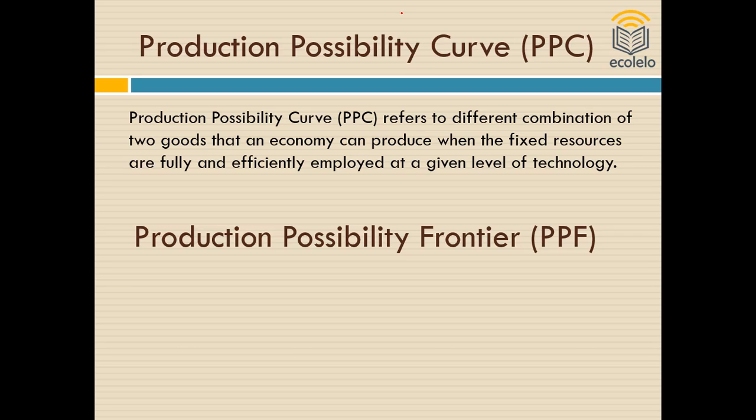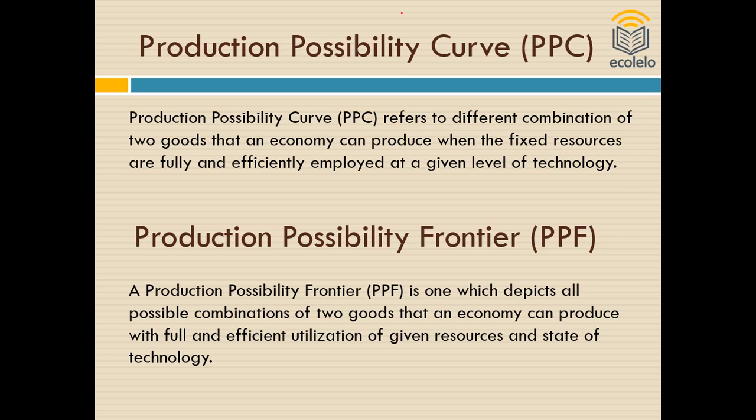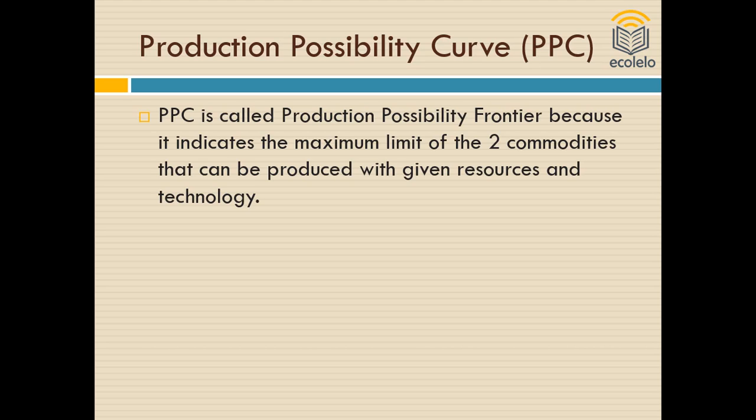Next is PPF, Production Possibility Frontier. Now PPC and PPF are exactly the same, but why do we bring the concept of PPF? Do you know the meaning of frontier? It is boundary, limitation. So why is there a boundary? Because the resources are limited. So whether you call it PPC or PPF, it's one and the same thing. PPC is called PPF because it indicates the maximum limit of the two commodities that can be produced with given resources and given technology. So there's a maximum limit, there's a boundary.